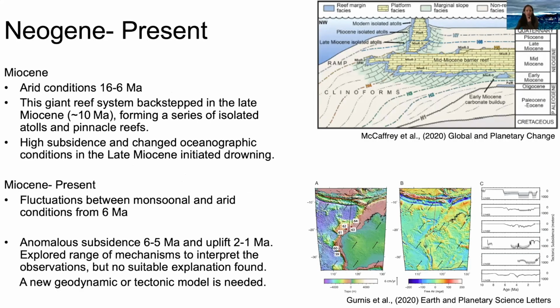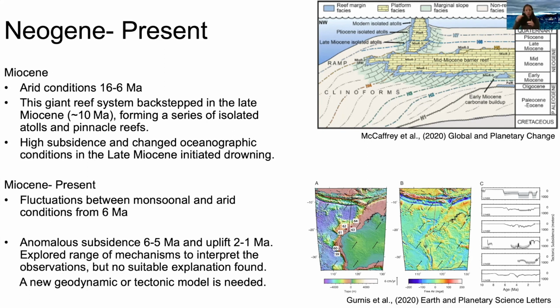Then in the Miocene, that rift system evolves through time, but then it declines after 10 million years. To illustrate that, I have this cartoon here on the right that shows the temporal and spatial variability of that rift system. That rift system dies off, to the point that now we just have isolated atolls and pinnacle reefs in the present.